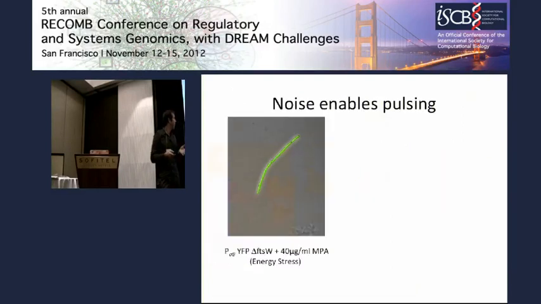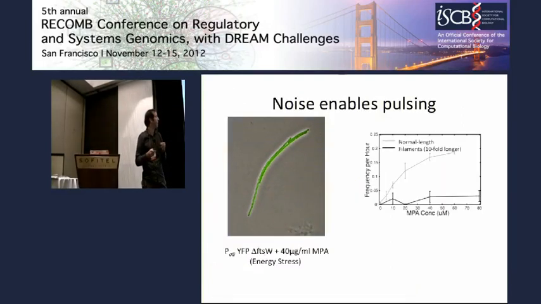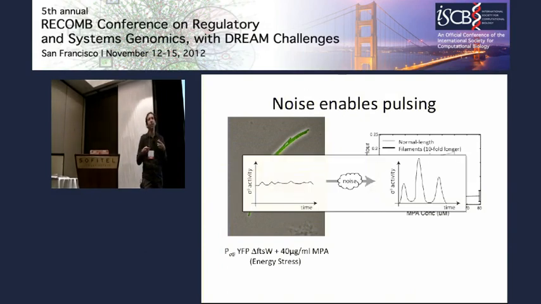So if you do that, you can make movies like this and ask whether you still see pulsing in very long cells. And the answer is that pulsing is suppressed. And so this suggests the idea that noise is really required for this pulse generation mechanism.